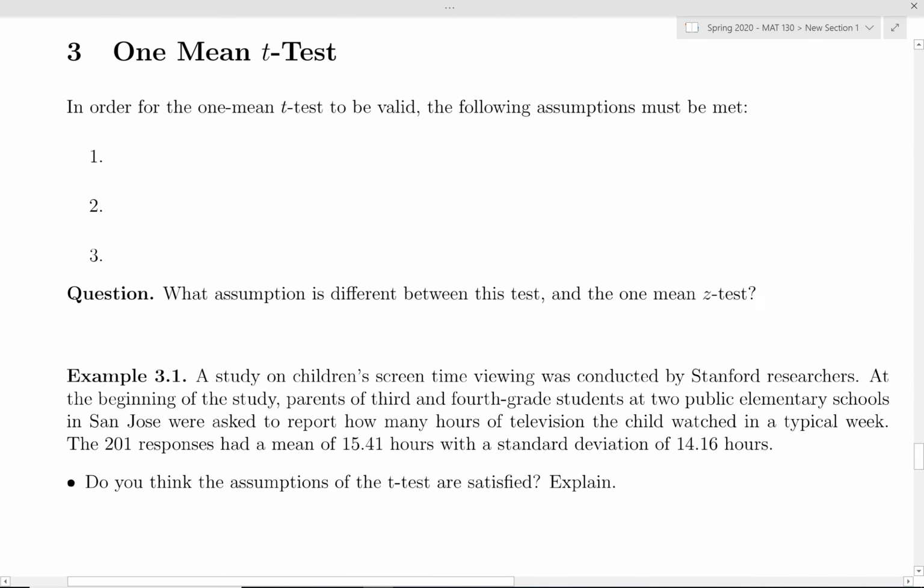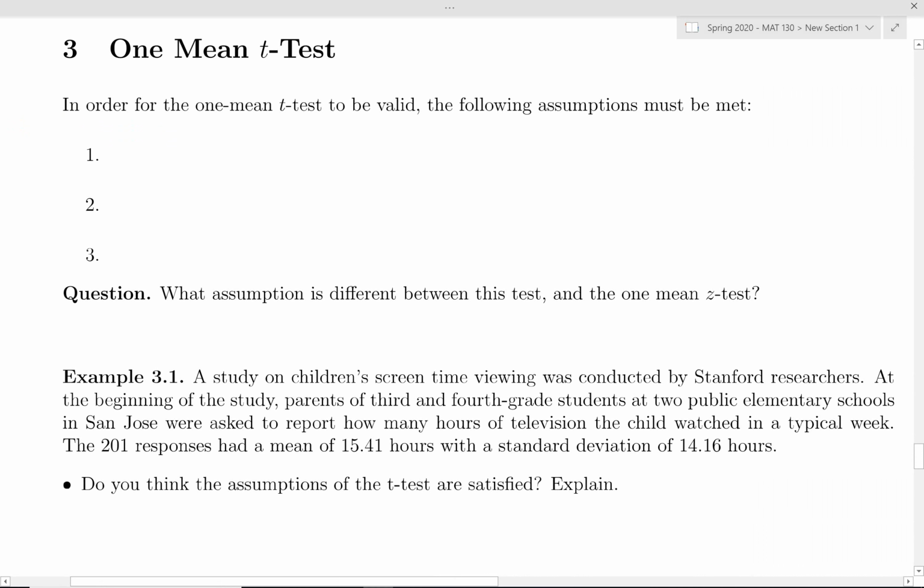All right, so welcome to the video on the one mean t-test, hypothesis testing. In the last video, we talked about how to do a hypothesis test using a one mean z-test. Now, in this video, we're going to present a step-by-step method for performing a one mean t-test.